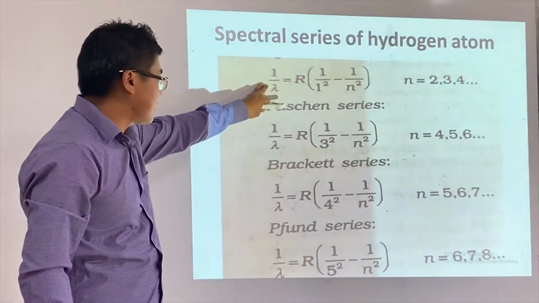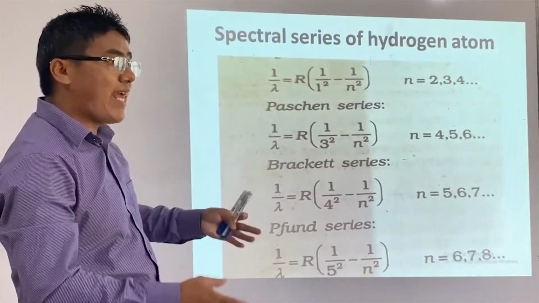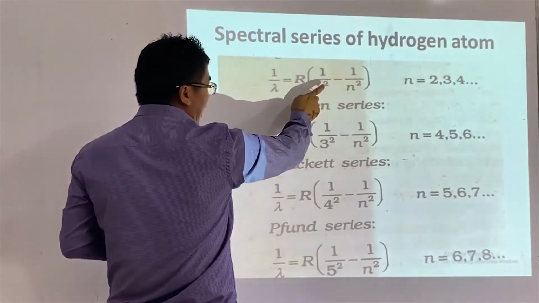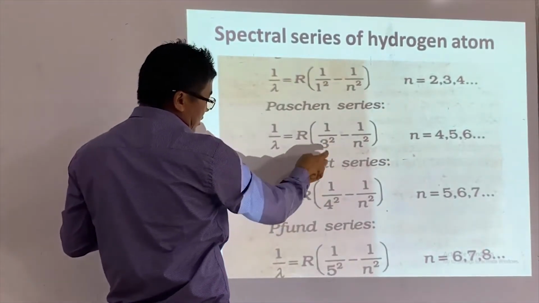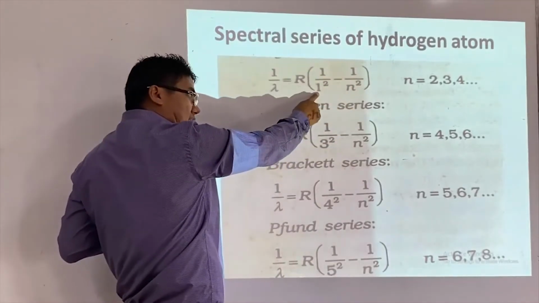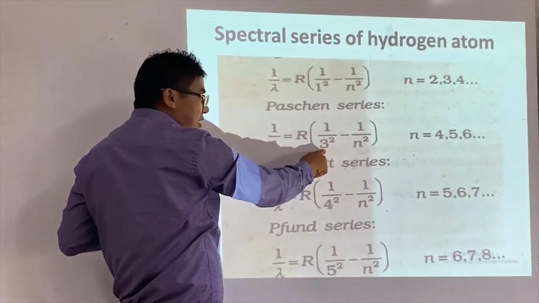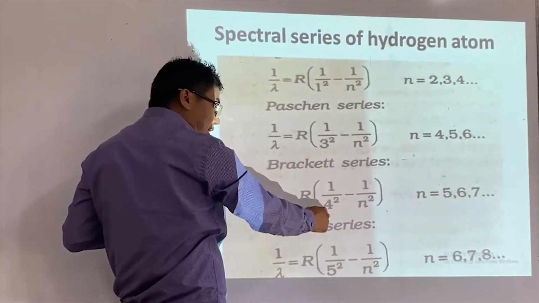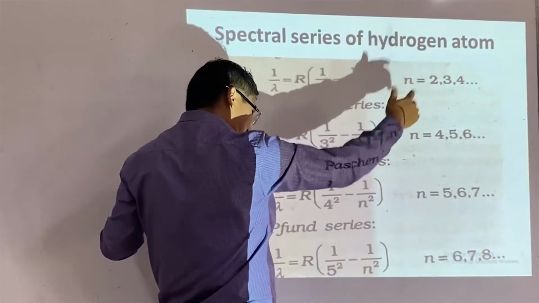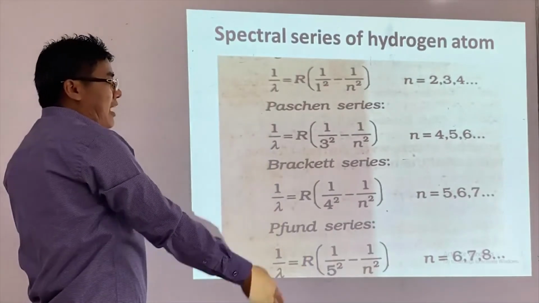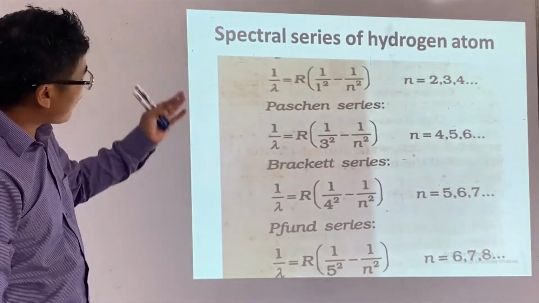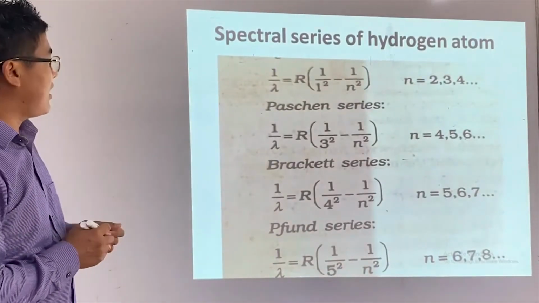This is the Paschen series, and all of them use the Balmer formula. We extend the Balmer formula; the only extension is that instead of 2, I put 1, instead of 2, I put 3. That means the electron finally comes down to the first energy level from a higher energy level, the third energy level from a higher energy level, the fourth energy level, and the fifth energy level from a higher energy level. So these are the spectral series of hydrogen atoms.